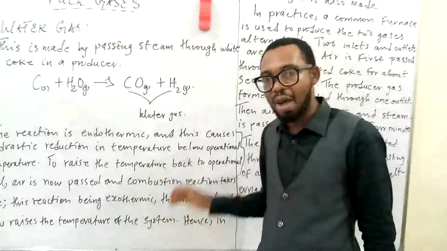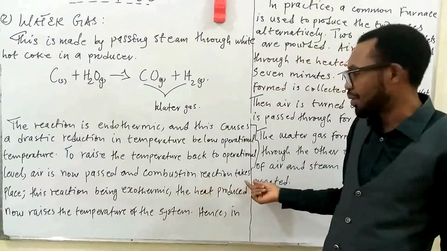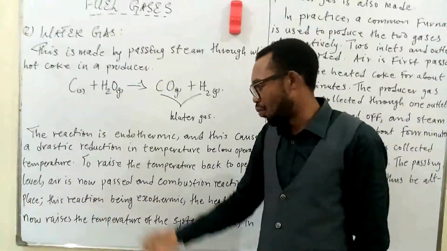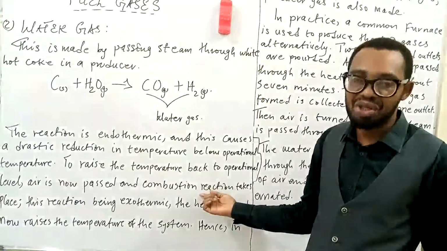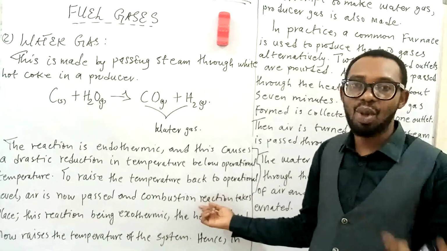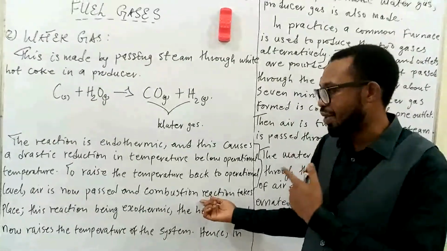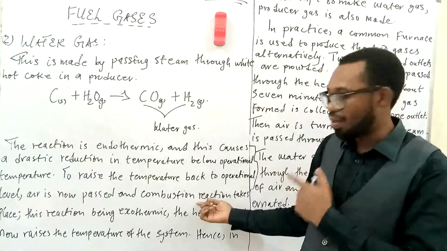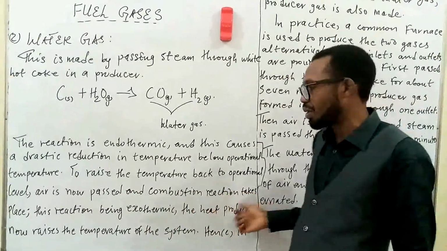Are you following? Or am I too fast? Air is now passed and combustion reaction takes place. What's combustion reaction? Combustion itself simply means burning. When any substance reacts with oxygen, that's combustion. That's burning, like what we explained in the first equation while we were producing the producer gas. So we say air is now passed and combustion reaction takes place.